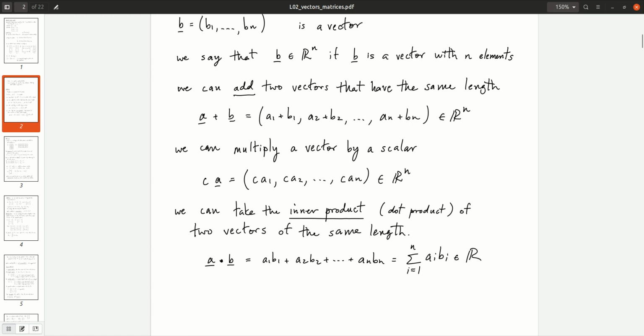In summation notation, we can write this as the sum from i equals 1 to n of A_i B_i. Now you notice that this is a sum of real numbers, and therefore it's not a vector, it is just a scalar. So the inner product gives you not a vector, it gives you a scalar. So this is a member of the real numbers.